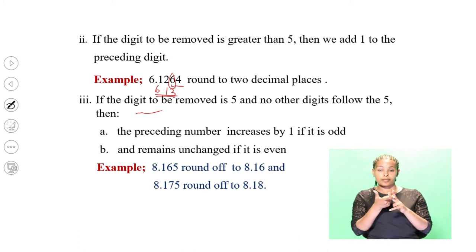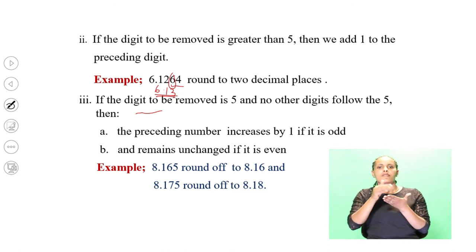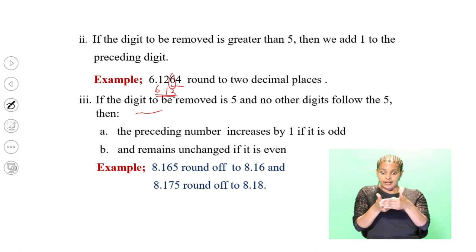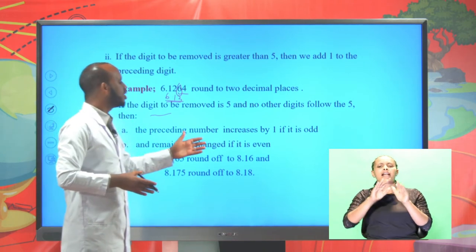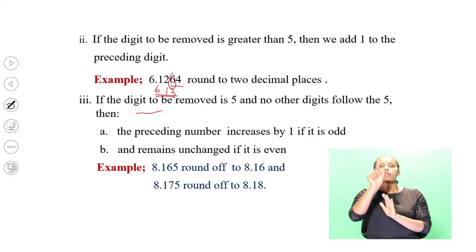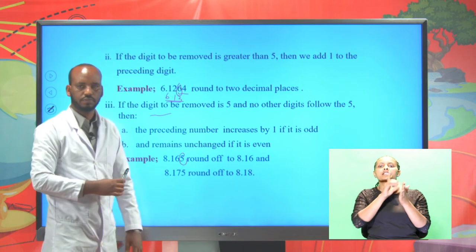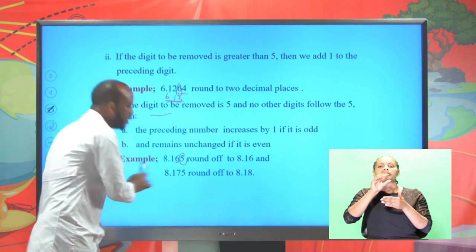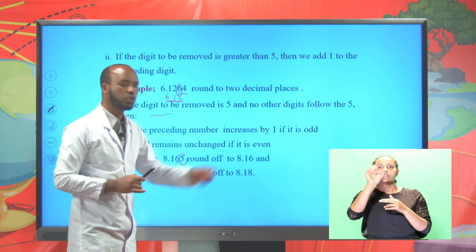3. If the digit to be removed is 5, and no other digits follow the 5, then the preceding number is 1. increased by 1 if it is odd, 2. remains unchanged if it is even. For example, 8.165 rounds off to 8.16. Why? Because the number to be removed is 5 and no other digits follow 5. The preceding digit is even. It is retained. Now this is reported as 8.16.